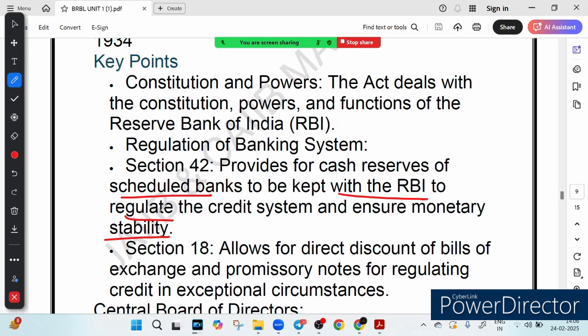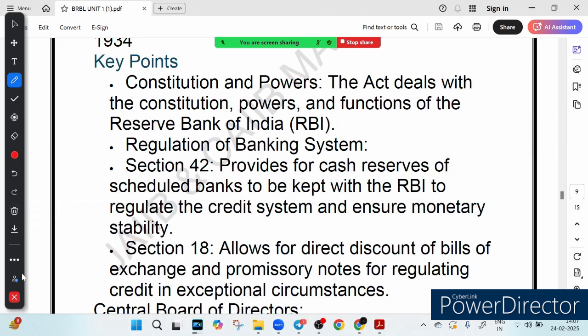It means that a scheduled bank must keep part of its money with the RBI, right? Suppose this is the bank and this is the RBI. It says that the bank must park some of its money with the RBI, which we call the reserve, and this helps control how much money is floating around in the economy and keeps things stable.